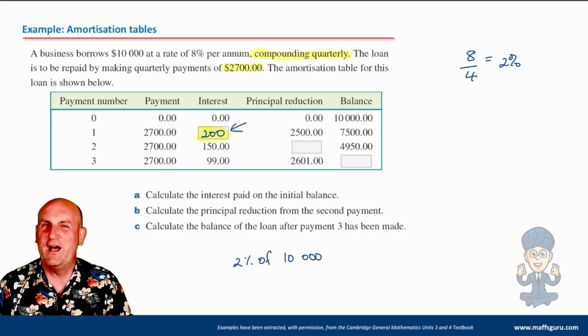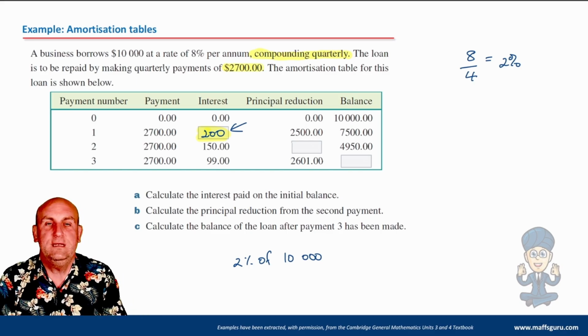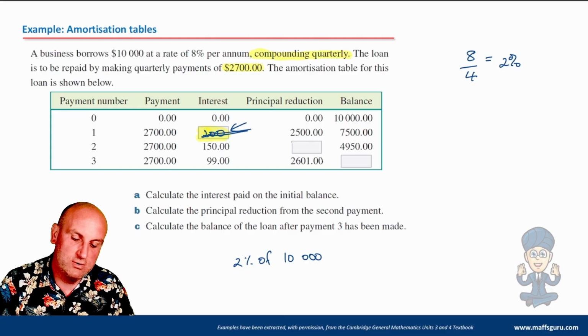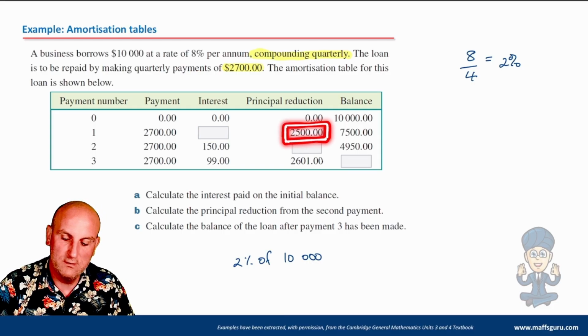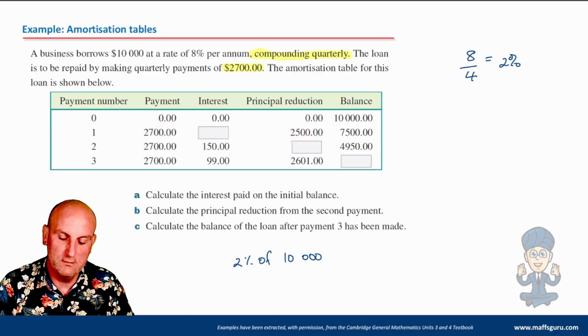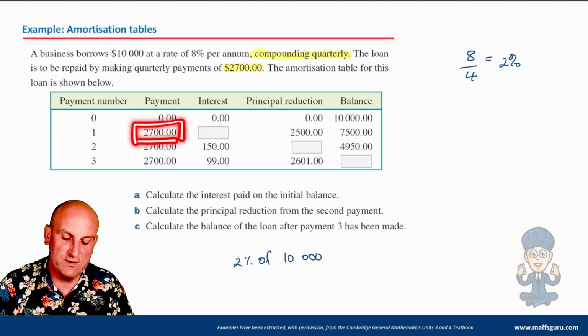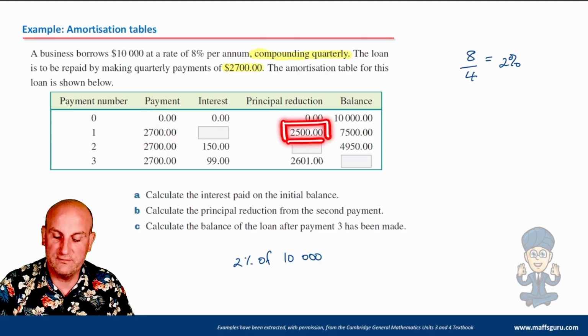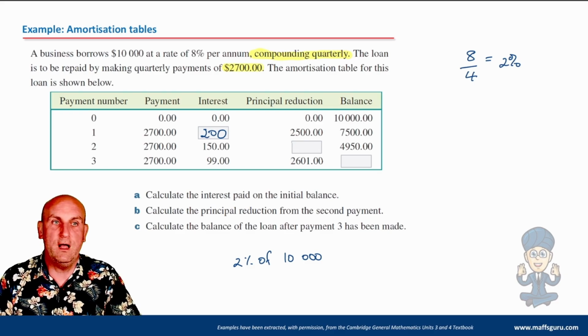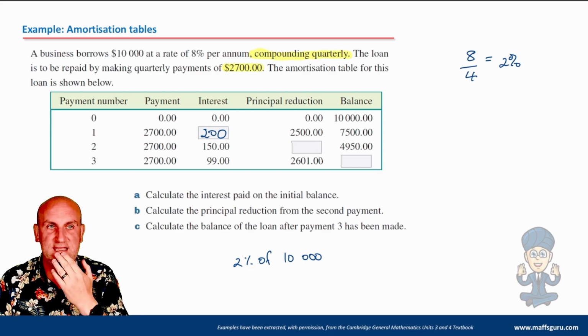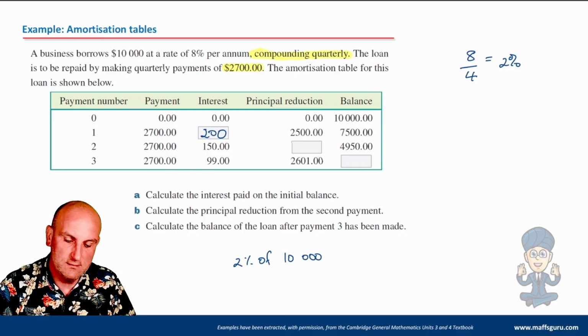Ka-ching. Is there another way I could have worked this out? Did I actually need to do all that hard work? Well, again, understanding how amortization tables work is really, really important, because if you remember, my principal reduction for a loan is gained by this value minus that value. Oh, well, hold on a moment. I started with 2,700. It's gone down by 2,500, which means the bank must have charged me 200 bucks. So actually doing all that hard work of interest rates, although it works, there are other ways of doing it.